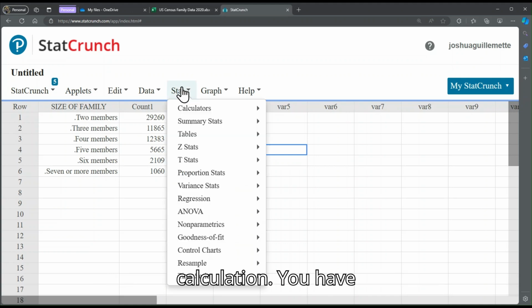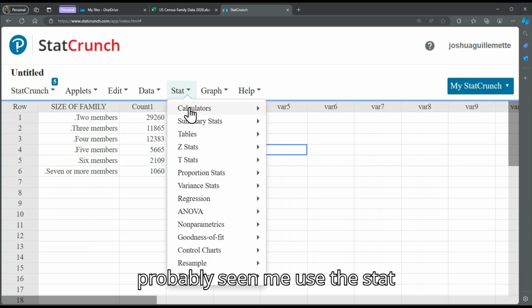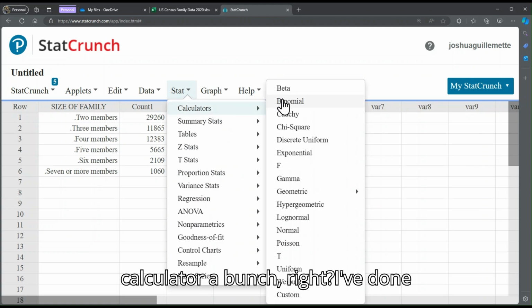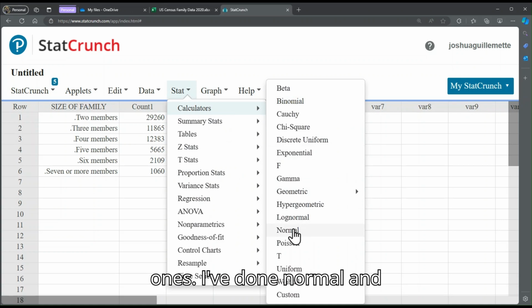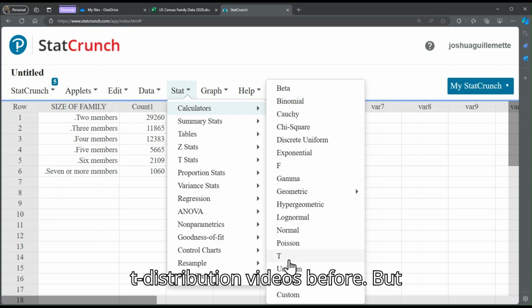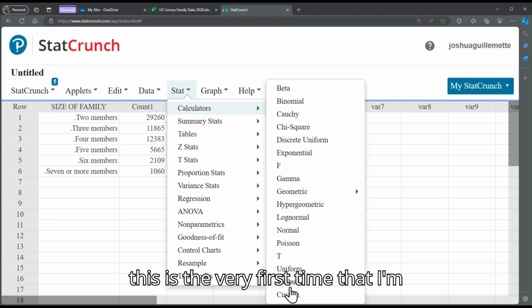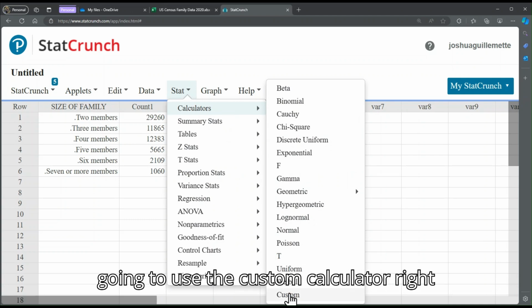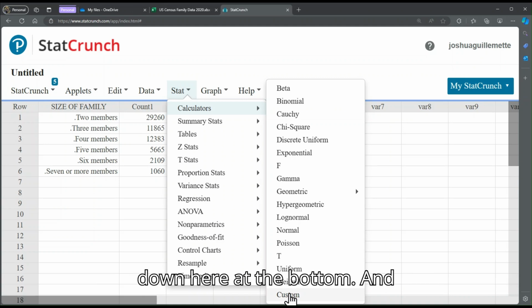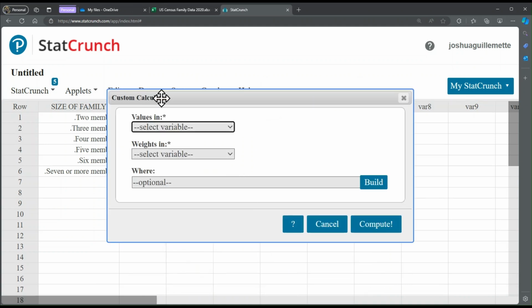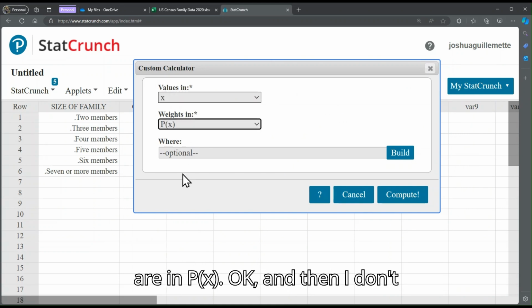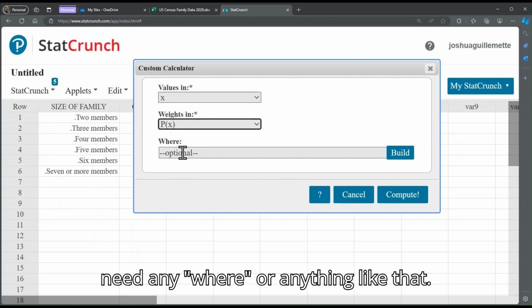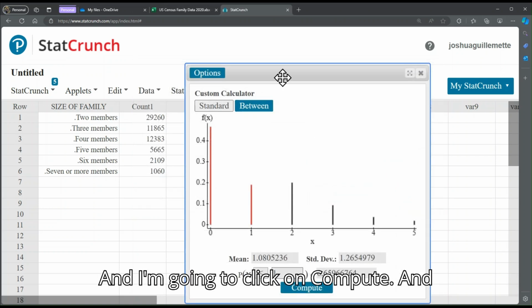Now, you have probably seen me use the stat calculator a bunch, right? I've done it for the binomial on a lot of different ones. I've done normal and t-distribution videos before, but this is the very first time that I'm going to use the custom calculator right down here at the bottom. And my values are in X and my weights are in P of X. Okay, and then I don't need any where or anything like that. And I'm going to click on compute.